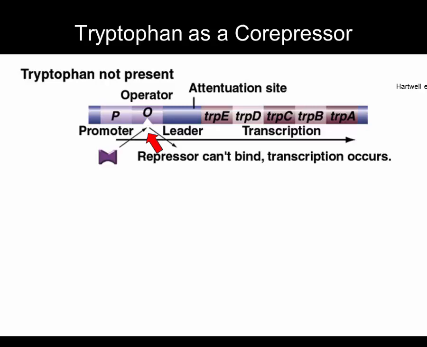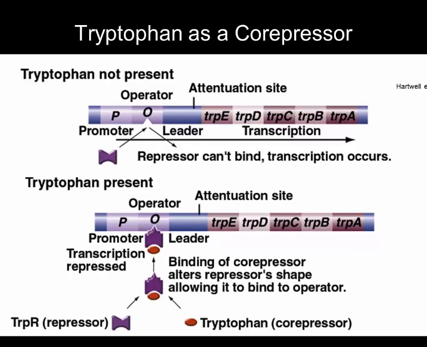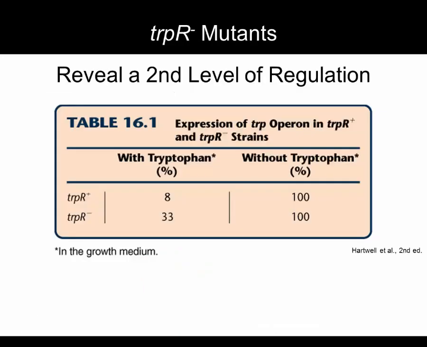Transcription occurs, and the cell makes the amino acid it requires. But when plenty of tryptophan is available, it binds the repressor, and the repressor can then bind the operator. This stops RNA polymerase from transcribing the structural genes, and the cell doesn't waste energy synthesizing an amino acid it already has. But a funny thing happens when you look at TRP operon expression in TRPR mutants.